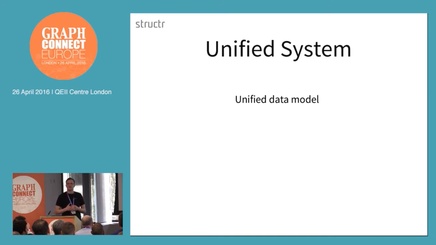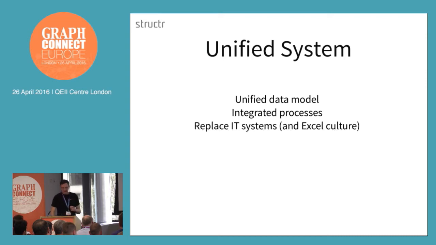Any one of you who was in the talk given by Dr. Weber from Schleich, he already talked a little bit about what it means to unify a data model. You have to find a common taxonomy and so on. So this is really hard work. And then you can start integrating the processes. You have processes defined in one place. And then you can start replacing IT systems with components of your central system and get rid of this Excel culture, which is, from an IT perspective, a good thing.